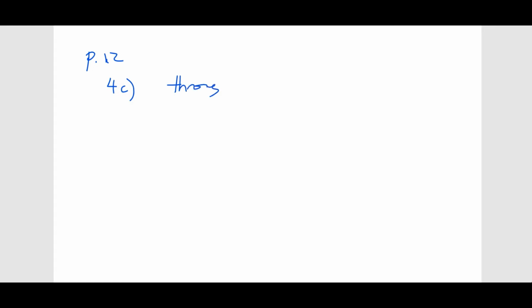Again, we're going to write the equation of a line that goes through the point 3, 2 and is parallel to the line y equals 2x minus 7. Okay, it's parallel to this line.